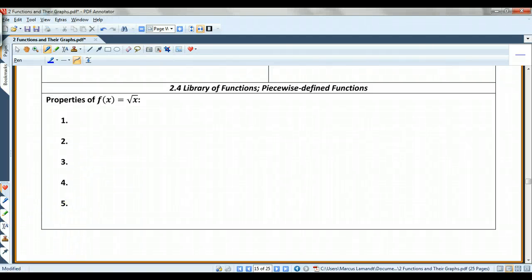Alright, if you guys could please turn to 2.4, Library of Functions, Piecewise-Defined Functions. I'm going to give you guys some properties of the square root of x.